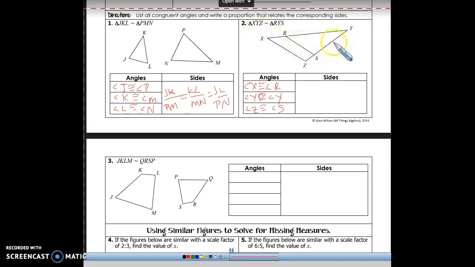So I'm going to say side XY over XY goes with RY. And that's going to be equal to, let's see, ZY over its corresponding side, which is SY. And then lastly, XZ is going to be equal to RS.